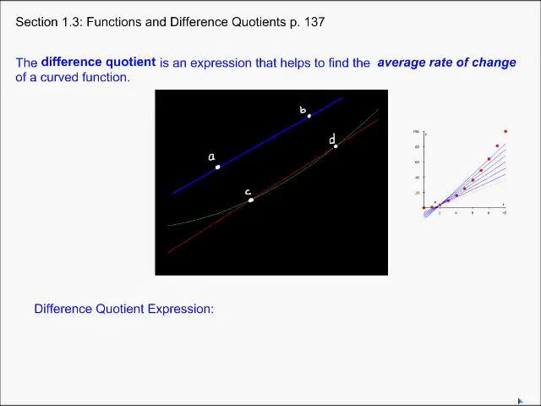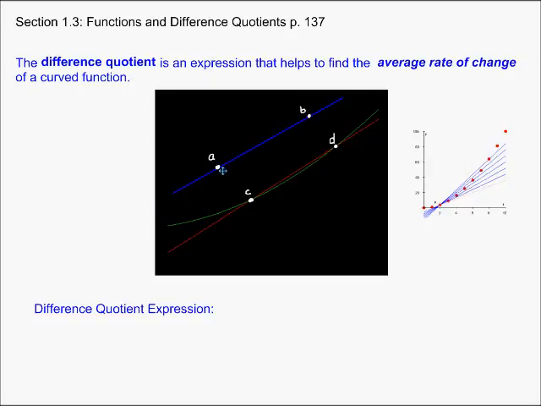Today we're looking at section 1.3, Functions and Difference Quotients, on page 137 of the textbook. The difference quotient is an expression that helps to find the average rate of change of a curved function. To illustrate this, I have drawn two functions on the screen. The first one in blue is a linear function, and the second one in green is a curved function.